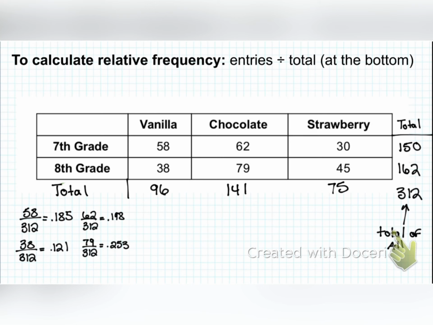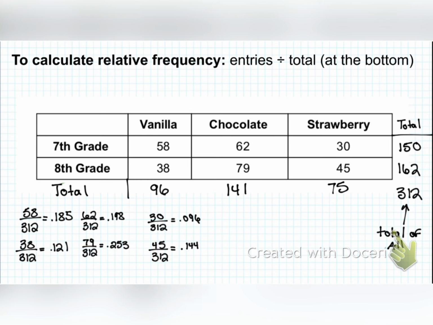The next one we got is going to be 30 divided by 312, and that's going to give me 0.096. And then the last one is going to be 45 divided by 312, and with that, that's going to give me 0.144.